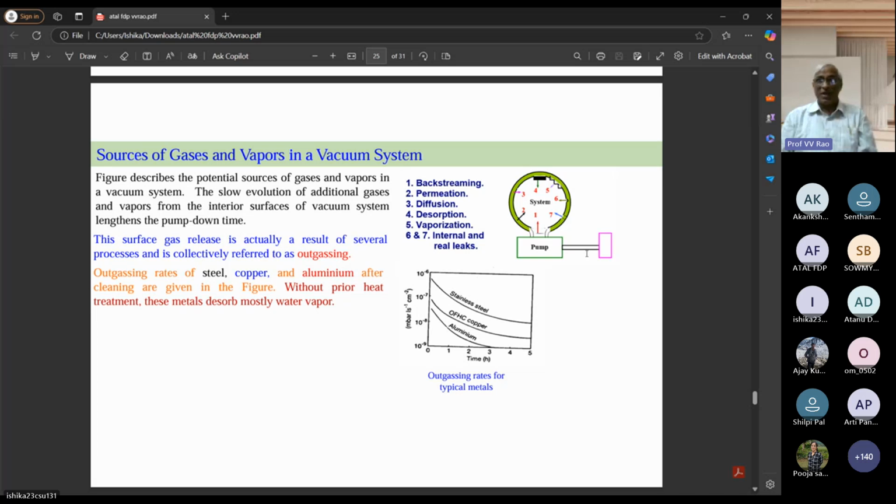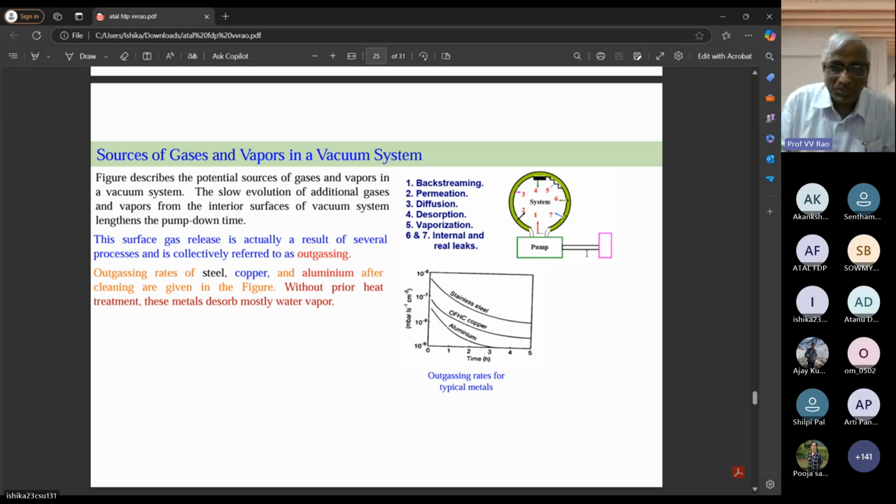Desorption is a surface phenomenon. Vaporization is a bulk phenomenon of a liquid, a bulk of liquid, a drop of liquid. Then it will evaporate. Internal leaks, external leaks, and the chambers that you are using. You see, aluminum is a better chamber than stainless steel, but most of the time we use stainless steel.